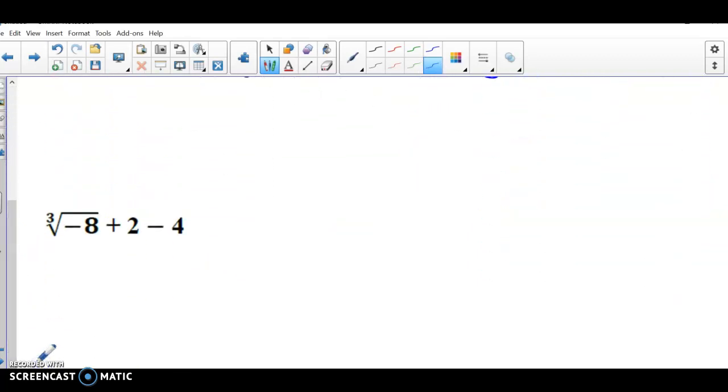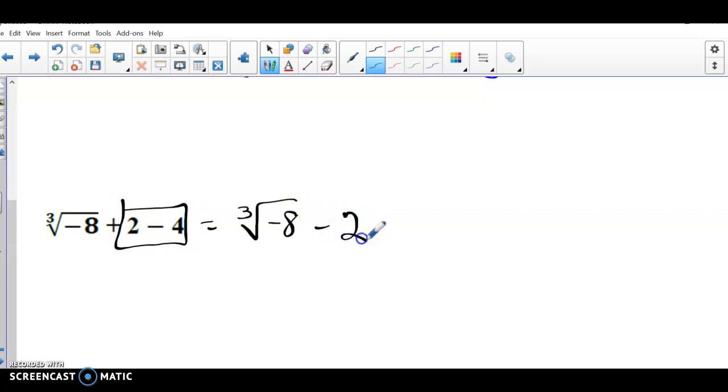For this one, we're going to simplify it, and you're going to combine your like terms first. So you've got the cube root of a negative 8. Here we're combining 2 minus 4 gives me a negative 2. What's the cube root of a negative 8? The cube root of a negative 8 is negative 2. Negative 2 minus a negative 2 is a negative 4. Remember, you can always plug them into Desmos.